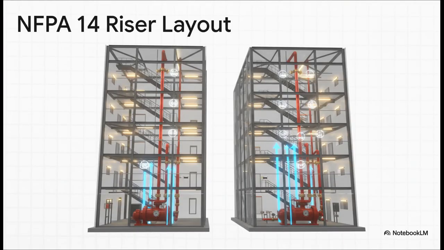NFPA 14 gives us some really clear, straightforward rules for the physical layout. You need a standpipe in every required stairwell. That makes sure firefighters always have access. You've got to have hose valves on every single floor landing. And your fire pump has to feed directly into this system. It's a really logical, robust setup when you think about it.